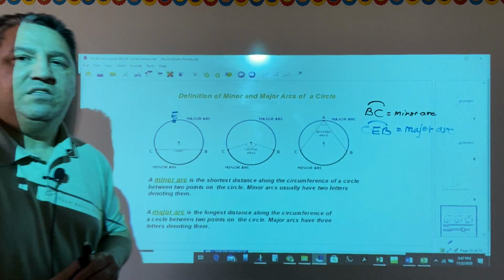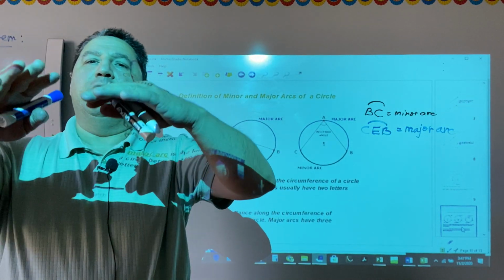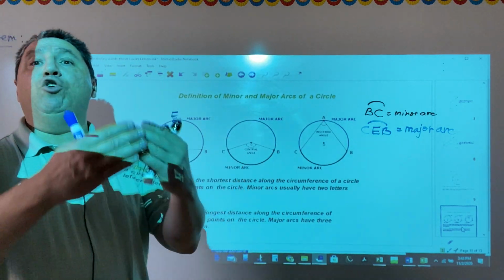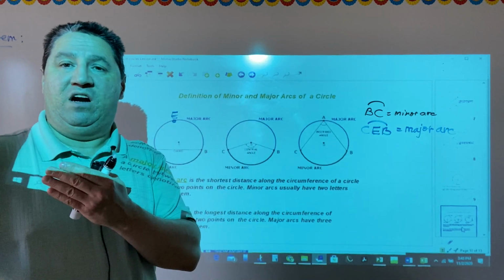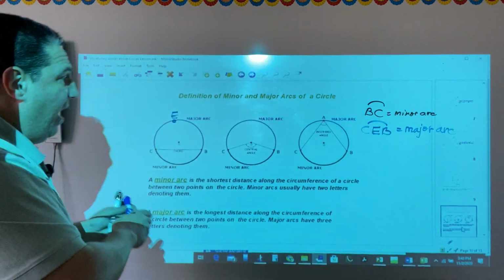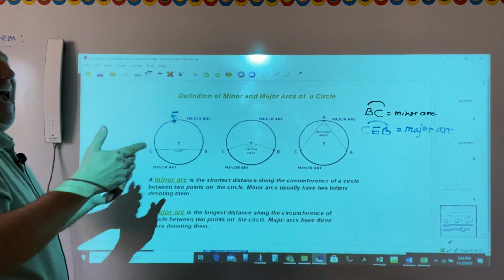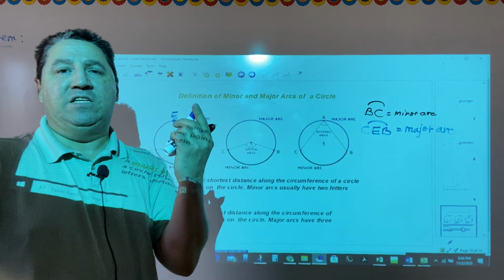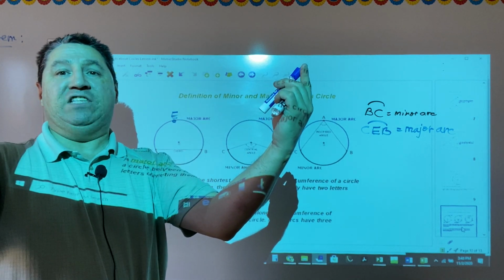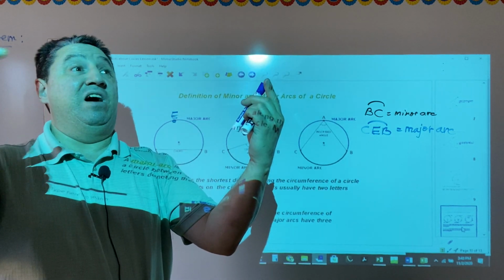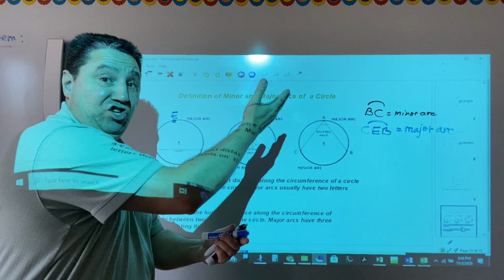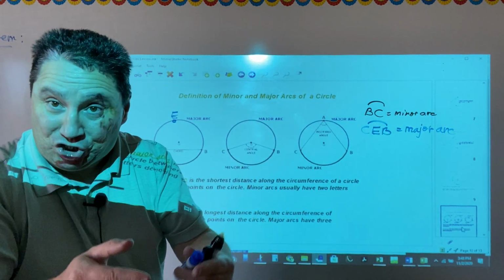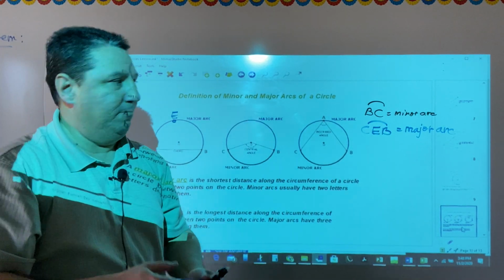But sometimes you may have diagrams or pictures without the letters. How do you identify in this case a minor arc and a major arc? By simply looking at the distance between the given points, right? If the distance between the points on the circle is the longest one, it is a major arc. If the distance between the given points on the circle is the shortest one, it is a minor arc. Good.